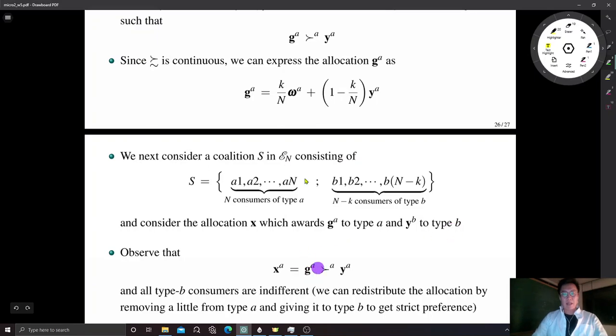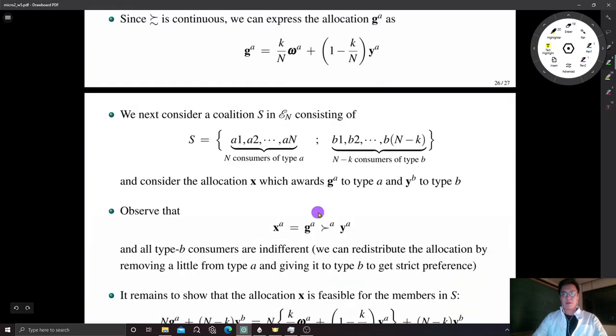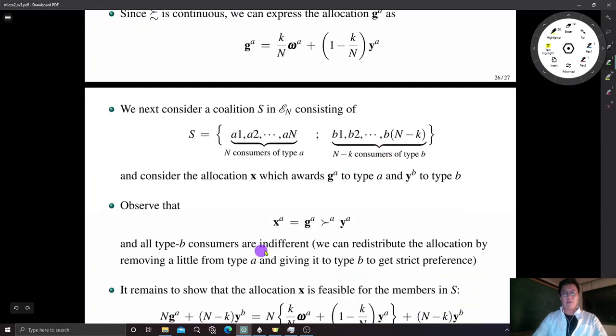Okay, and by definition of GA, every consumer of type A will strictly prefer GA to YA, the previous allocation. So the type A consumer will strictly prefer the new allocation GA in this allocation X, right? So these consumers are happier. But type B consumers are indifferent, because in the previous allocation they are assigned YB. Even in the same allocation X, they are assigned YB.